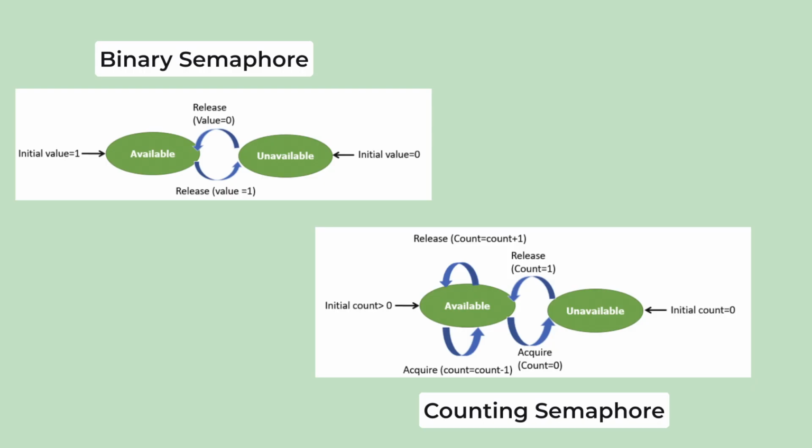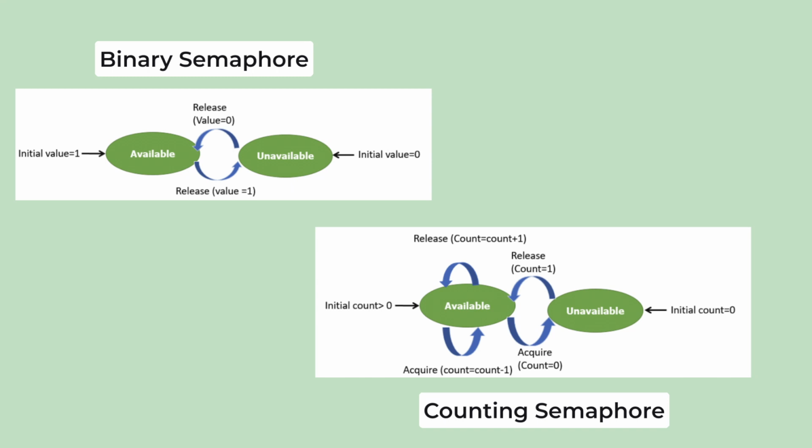There are two main types of semaphores: binary and counting. Binary semaphores have two states, typically used for mutual exclusion. Counting semaphores can take values greater than 1, allowing multiple processes to access a resource concurrently.